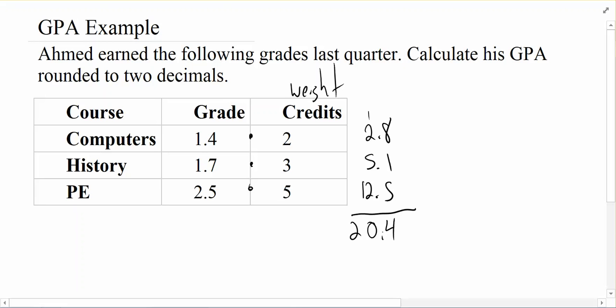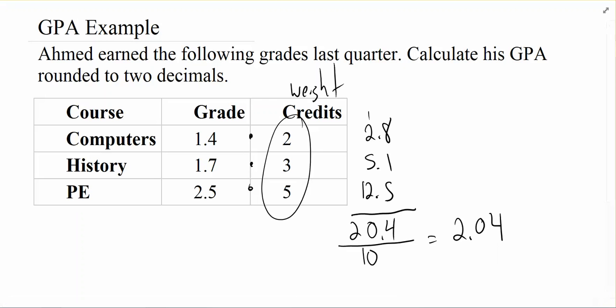But now we have to realize that 20.4 is the grade points that he has earned. To get the grade point average, we need to divide by the number of credits that he took. He took 10 credits total, so we need to divide by 10, which is going to get us a 2.04 grade point average.